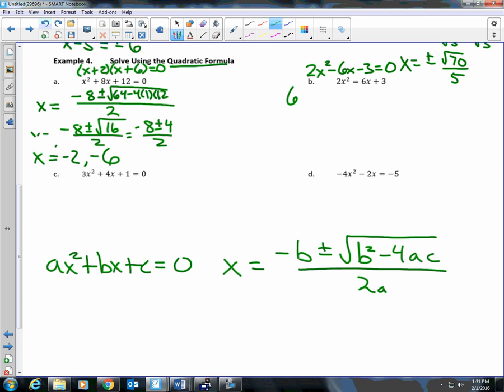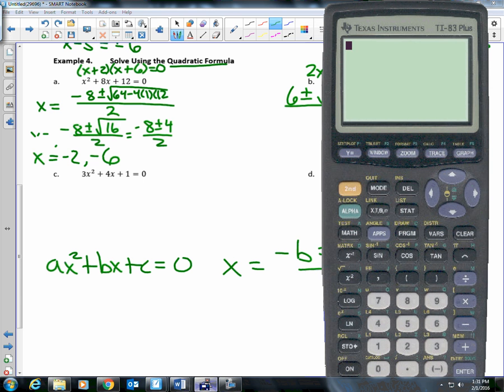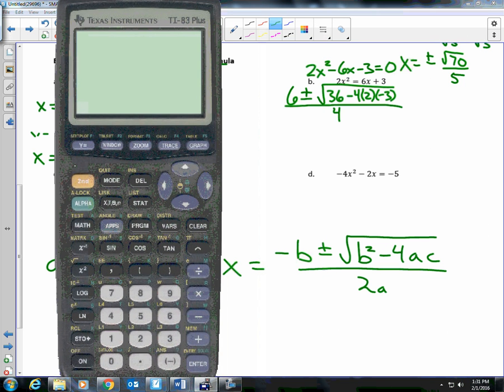Positive 6 plus or minus the square root of 6 squared, 36, minus 4 times 2 times negative 3. It is so important that you remember to include your negatives. That will drastically change your outcome underneath the square root sign. The part underneath the square root is called the discriminant, and we'll talk about why that is in a second.